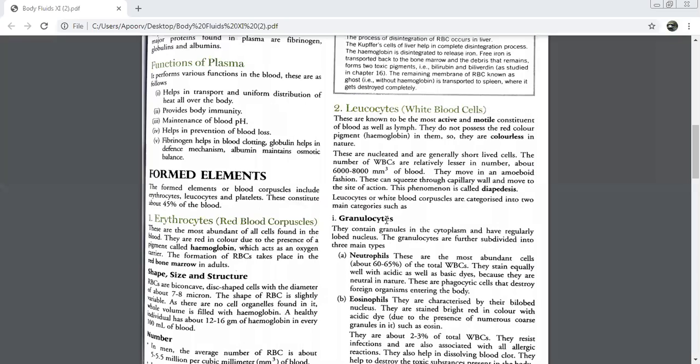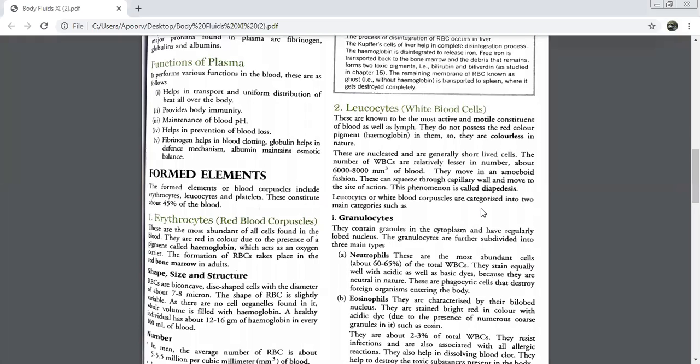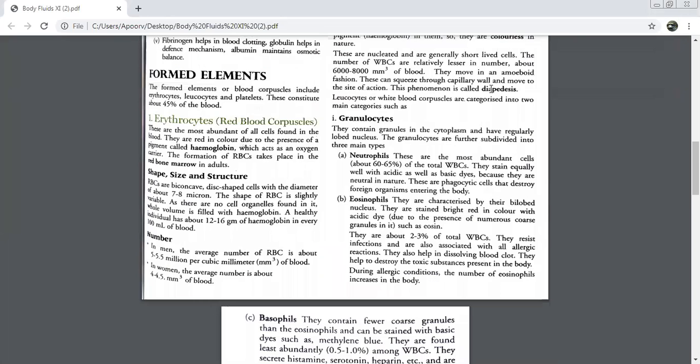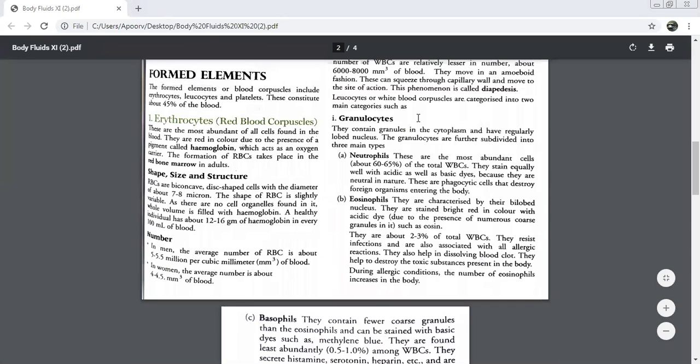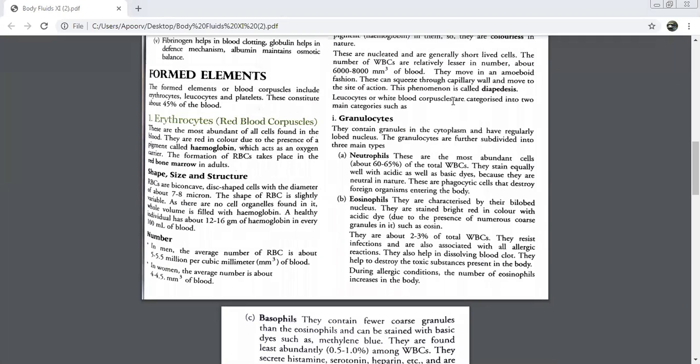The white blood corpuscles are categorized into two main categories. The first is granulocytes. What does the word give you an idea about granulocytes? They are granular. They contain granules in the cytoplasm. That is why we call them granulocytes. They have a regularly lobed nucleus. What is a lobed nucleus? We did lobes in some structure when we did glands.